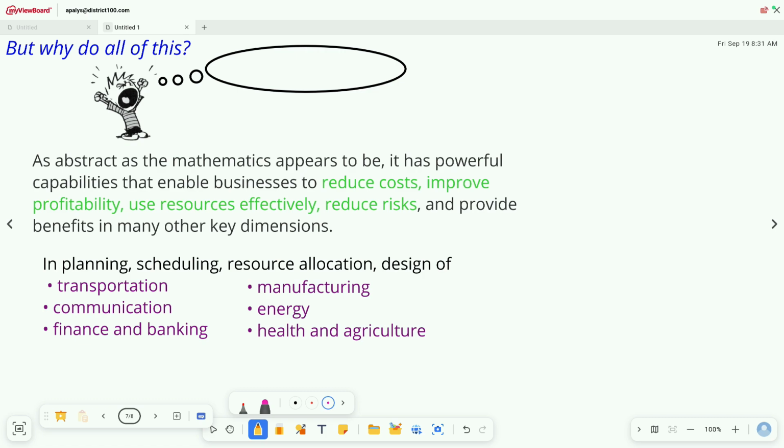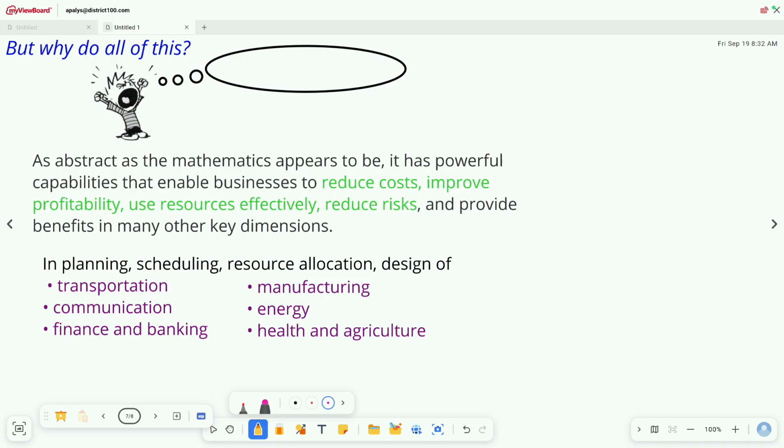So why do we do all of this? Why are we going through all of this? This is all written on your page. We kind of talked about this yesterday. So this can help businesses reduce costs. So that would be minimizing costs. It can help them improve their profitability.